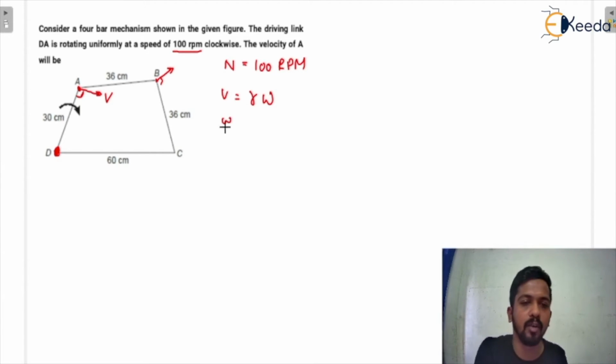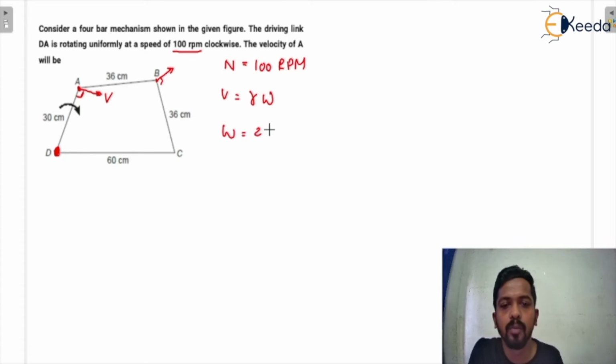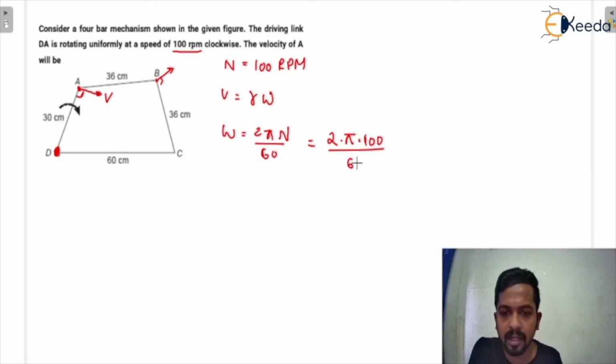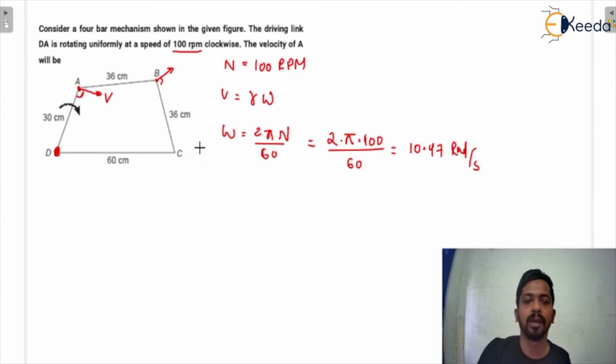How can you find out the value of omega? Omega is the angular velocity, that is equal to 2 pi N by 60. The value of N is given, that is 100, and 60 here. So when you calculate this, you will get the value of omega, that would be 10.47 radian per second. That is the angular velocity.